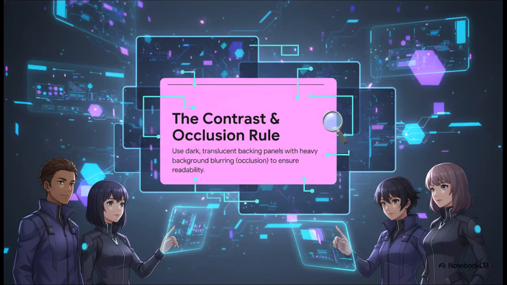All right, rule number 1. This one directly solves that contrast crisis we were just talking about. It's the contrast and occlusion rule. The bottom line is, your text and UI elements can't just float around freely. They need to be anchored on something. And the best way to do that is with dark, translucent panels. Think of them like spatial glass that heavily blur the real world behind them. That blurring effect is called occlusion, and it's the secret to guaranteeing readability no matter what's behind it.